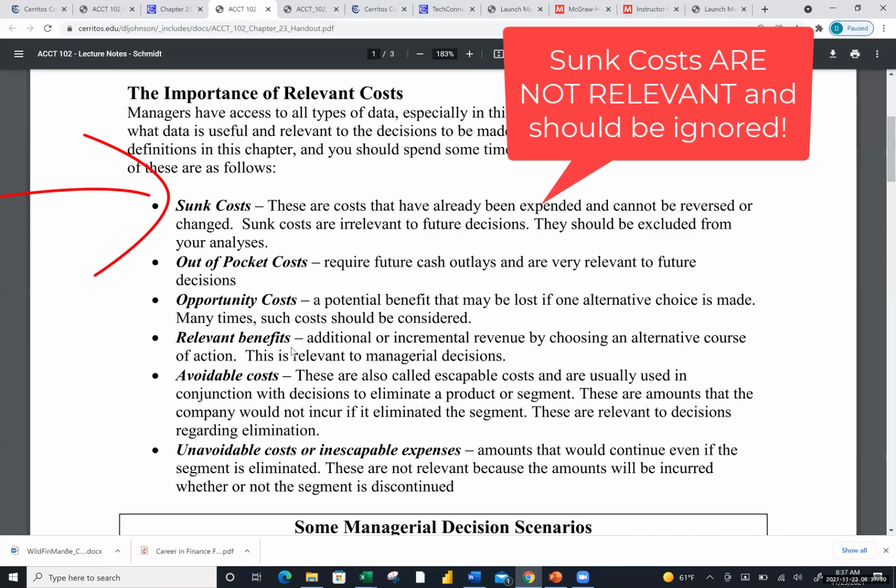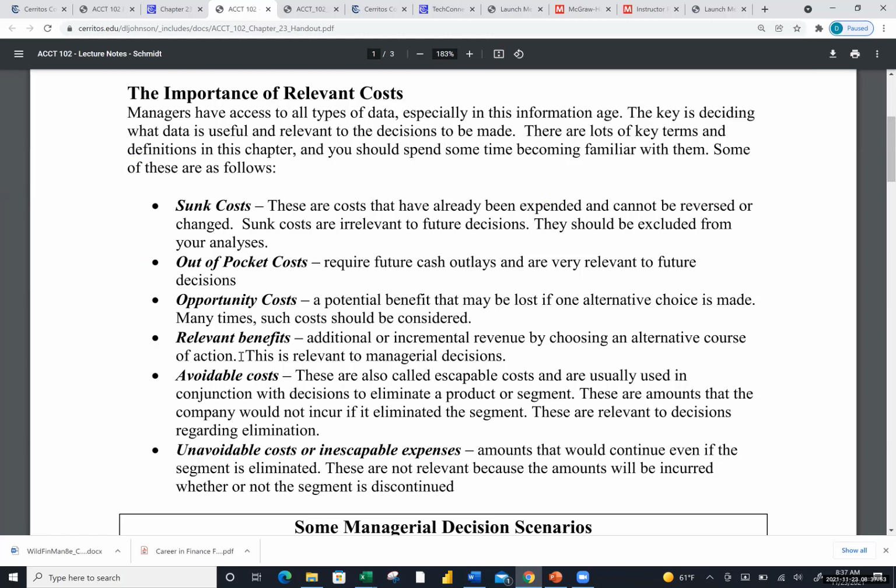Those are irrelevant. So as we're reading through our problems today, you're going to see me X out sunk costs. They're not relevant to the decision on what to do with this product because we've manufactured it. We've incurred the cost. There's nothing we can do to reverse those costs. So we're not going to consider them when we're choosing between 2 alternative courses of action, sometimes more than 2.